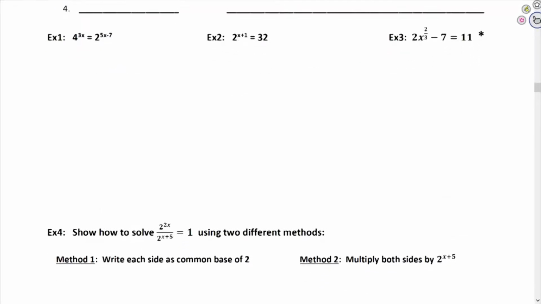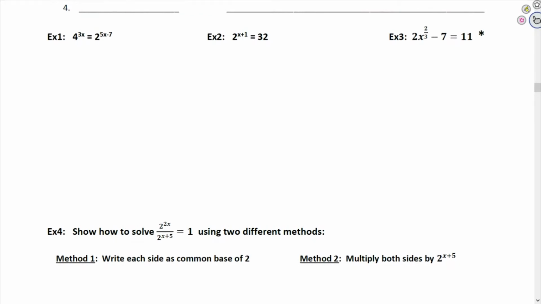So example 3, we notice that we have x to the 2/3 power. Okay, but I only have one x in this equation. So I can think of it like it's linear, even though it really isn't linear. I can think of it like it's linear and solve it as if x was by itself. So I'm going to add 7 to both sides, and I get 2x to the 2/3 is equal to 18.